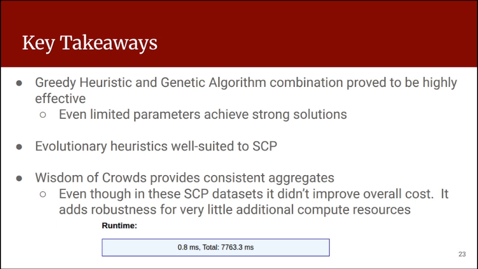The runtime I have there at the bottom is the total runtime for the whole system, which includes the 5 GA runs, and that 0.8 milliseconds is the time for the WOC. So there's very little compute involved with the WOC, and it does provide that extra robustness over just a singular GA approach. So I think there is some promise for ensemble evolutionary strategies and large-scale combinatorial optimization.